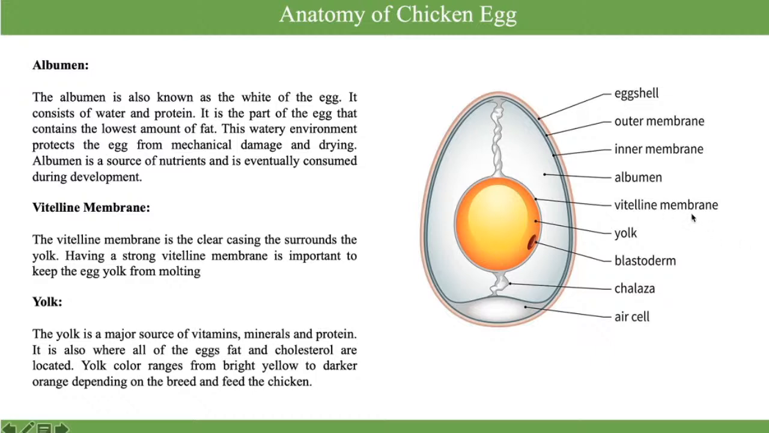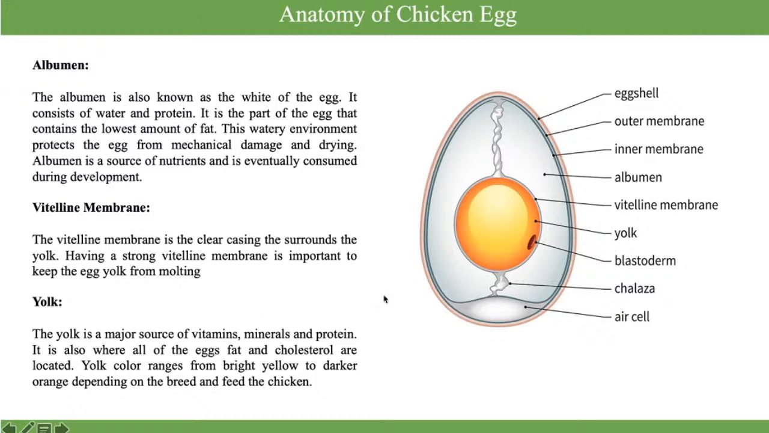Next you can see is a vitelline membrane. Now the vitelline membrane over here, you can see it is covering the yolk. So vitelline membrane is a clear casing. It surrounds the yolk and it should be very strong. It should be strong enough to keep the yolk from moving, which means that if this vitelline membrane is not strong enough, then this yolk can actually move into the egg white.